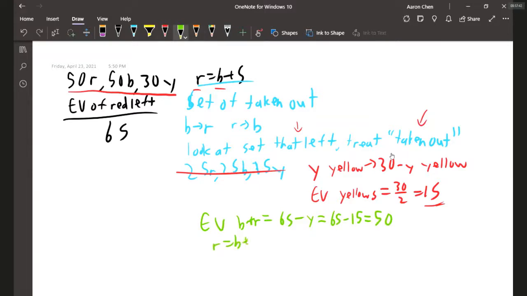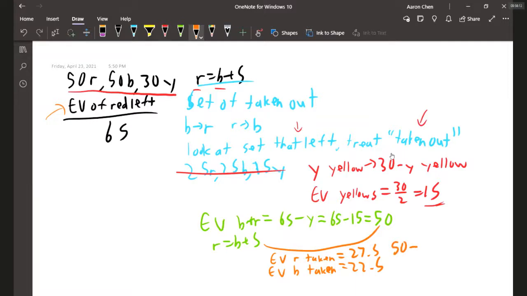And so now we have that R equals B plus 5, and so we can just directly solve these equations. And so the expected value of reds taken is 27.5, and the expected value of blues taken is 22.5. And so we want the expected value of the reds left. And so that's 50 minus 27.5, and this is 22.5. So the chance is just equal to 22.5 divided by 65, and we can multiply this by 2, so it would be 45 over 130. And now we can divide this by 5, and that simplifies to 9 over 26.